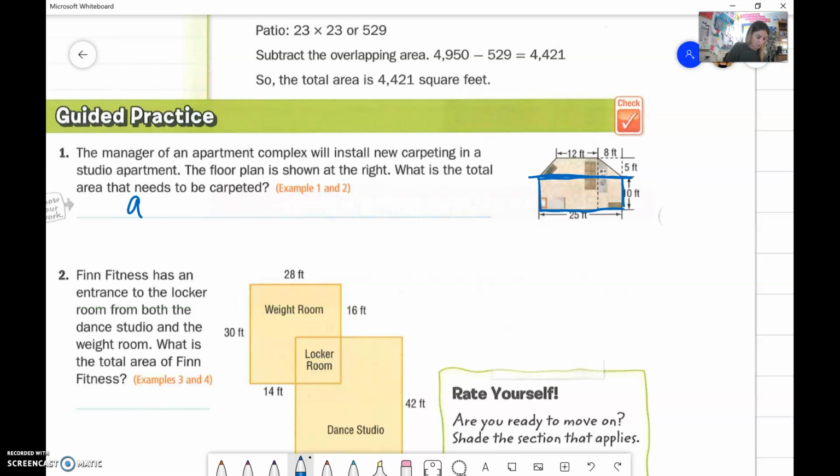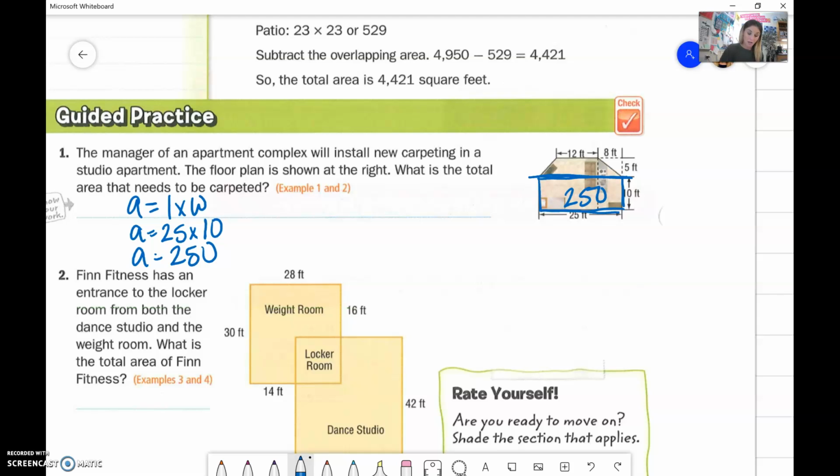So let's do the rectangle. Area of a rectangle is length times width. So area equals, look at my length, it is 25, times my width, which is 10. So therefore I get an area of 250 in this spot right there.